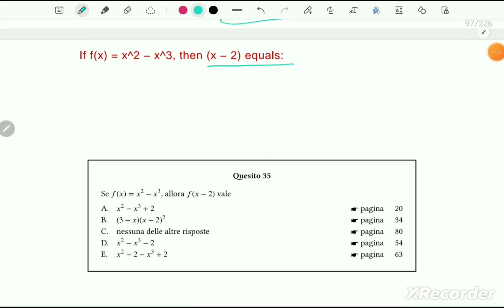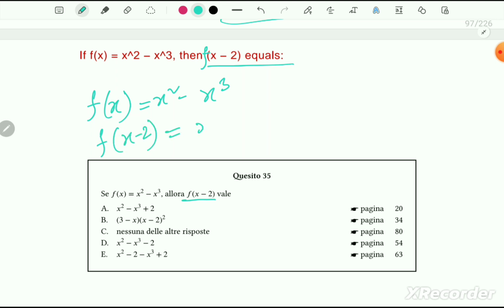So not x minus 2 is actually function of x minus 2. It's very simple: like function of x equal to x square minus x cube, then if function x minus 2, it becomes x minus 2 whole square minus x minus 2 cube. Now we have to simplify it to find out the correct answer.